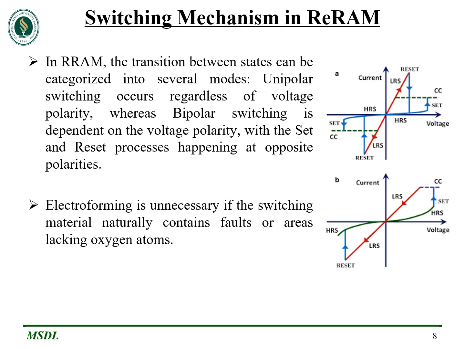Switching mechanism in ReRAM. ReRAM can switch between states using either unipolar or bipolar mechanisms, where the set or reset process occurs due to the voltage polarities applied across the electrodes. Unipolar: the switching direction does not depend on the polarity of the applied voltage. Bipolar: sensitive to the polarity of the applied voltage. Reset and set occur in opposite polarity.